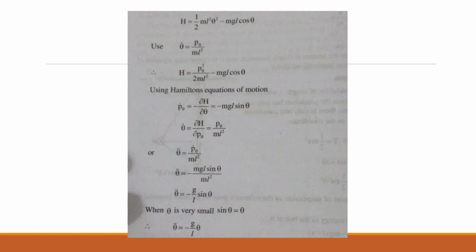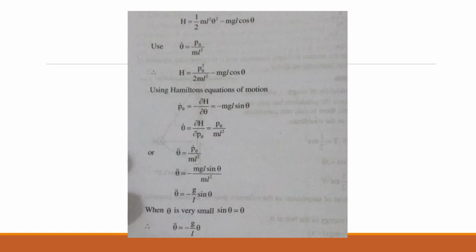Now, theta dot is equal to dou H by dou p. Then we have to differentiate the first term, because it contains the momentum p. So dou H by dou p is equal to p theta divided by 2 m L square times 2. So the 2 cancels and we get p theta by m L square.